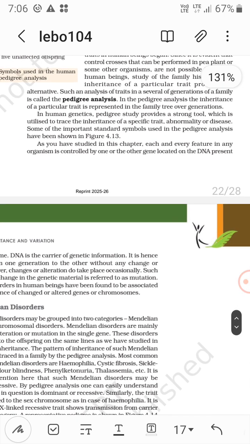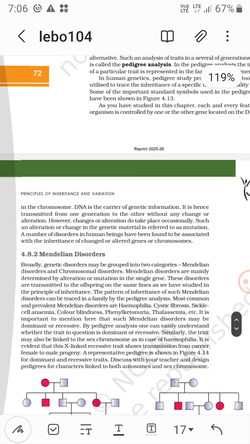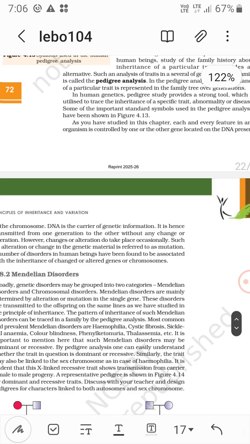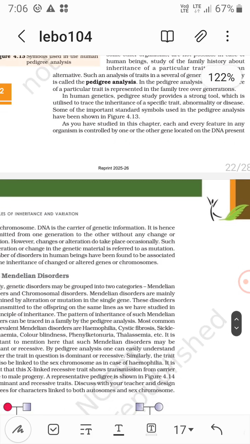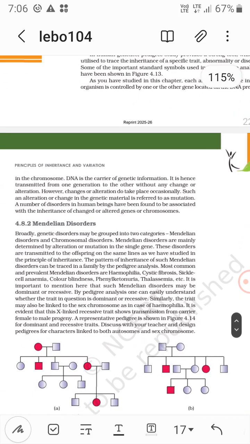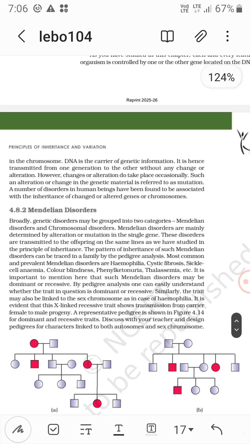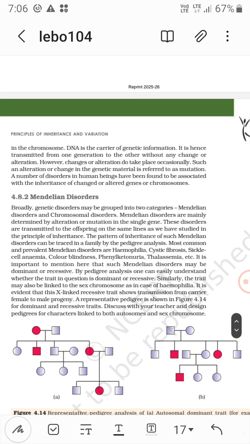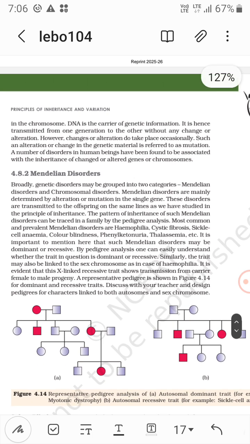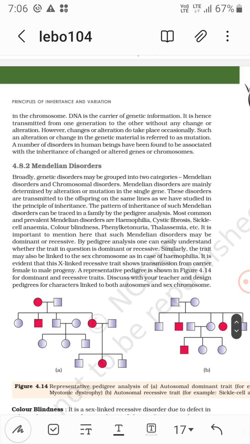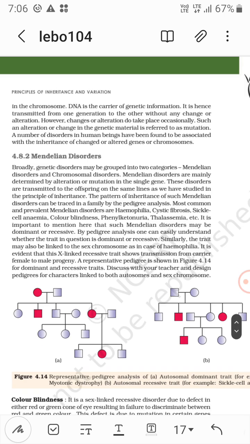Each and every feature in any organism is controlled by one or the other gene located on the DNA present in the chromosome. So DNA is the carrier of genetic information, right? It is then transmitted from one generation to another without any change or alteration. However, changes or alterations do take place occasionally. Such an alteration or change in genetic material is referred to as mutation.